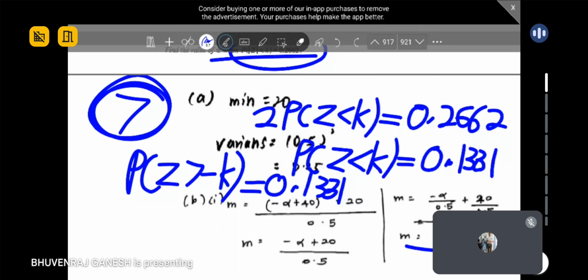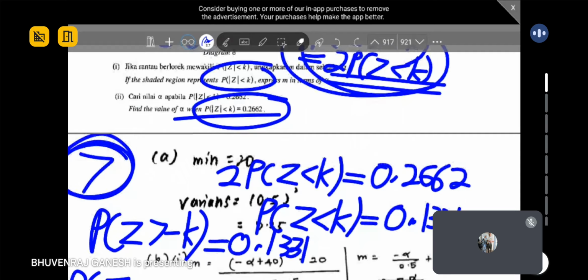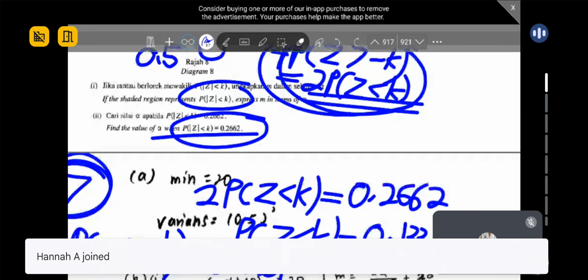Selalunya simbol kena ke arah kanan. Your inequality sign always to the right when you use your normal distribution table. Boleh? Can, right? Okay, so you will get P(Z greater than...). Okay, so actually you can start change from on top already. Kamu boleh mula tukar dari atas. So that is easier for you.